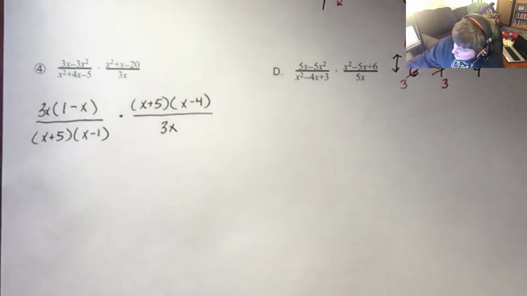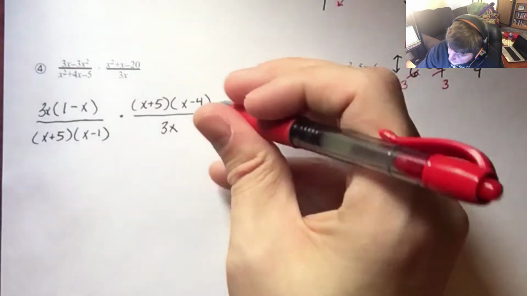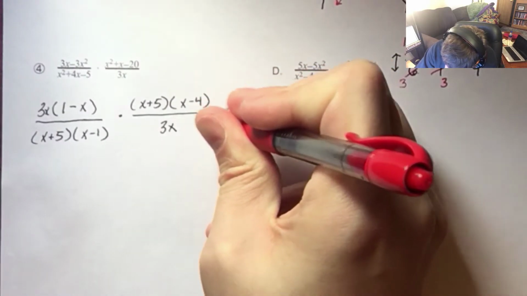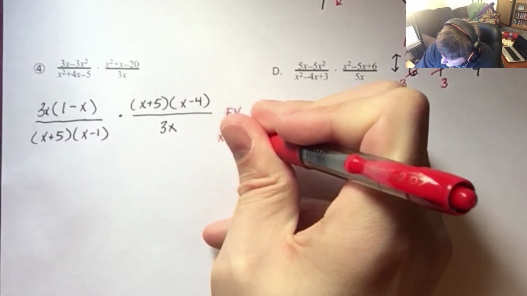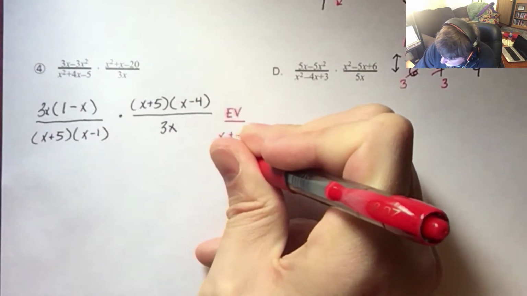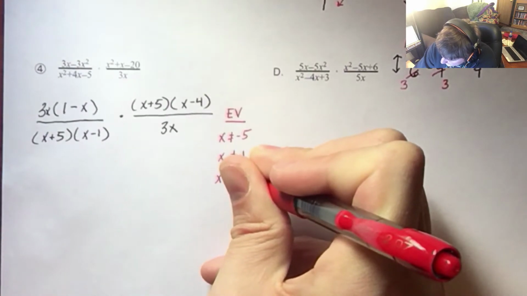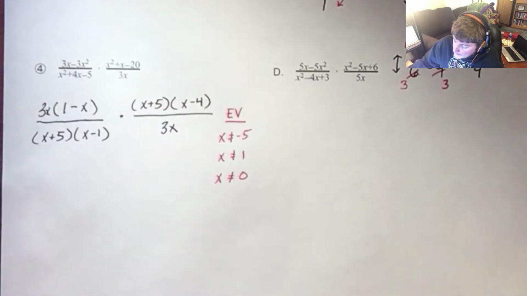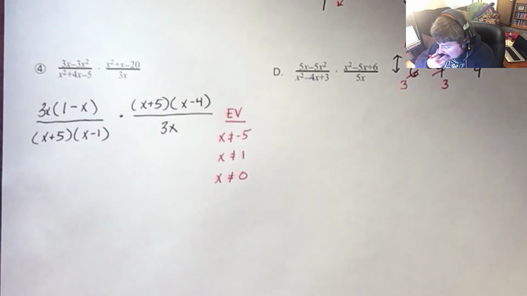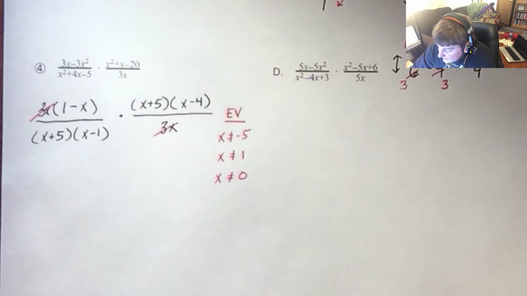Great time to find our excluded values, because you're just looking in the denominators here. x can't be negative 5, x can't be 1, x also can't be 0 because 3 times 0 would result in 0. Okay, so then let's go ahead and do some canceling. I have a factor of 3x each, and those are going to cancel.